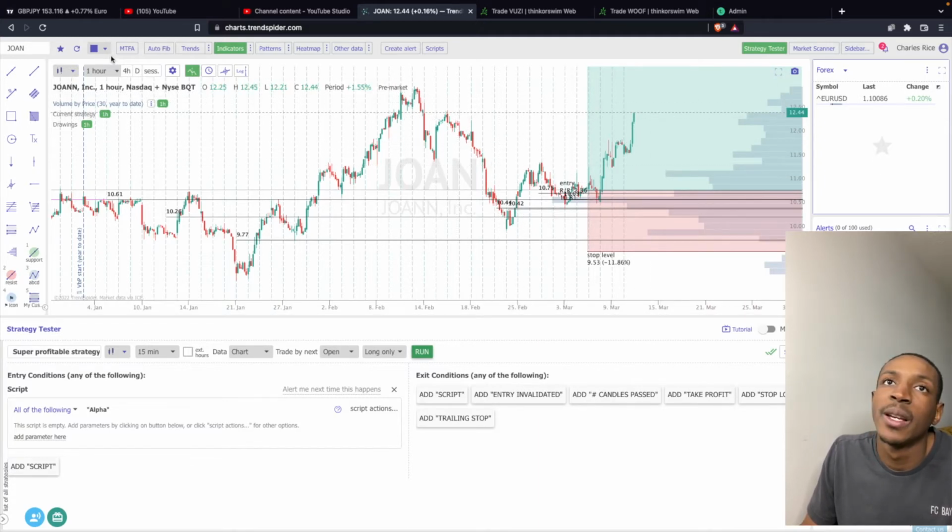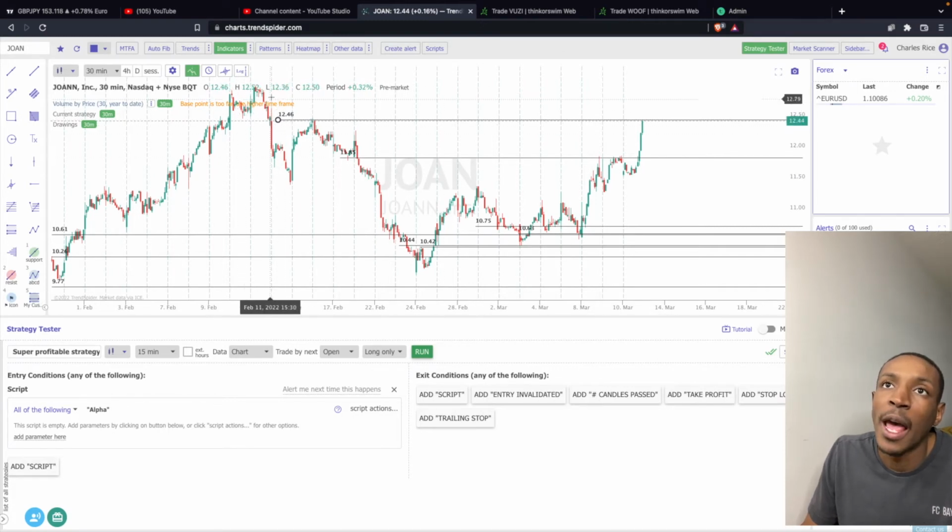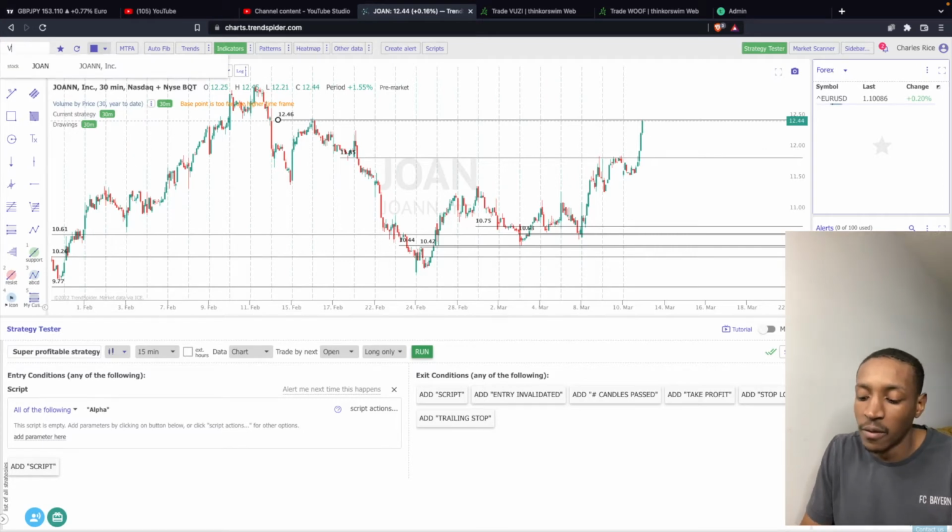At this point, I'm basically looking to see if we pop out to the 30, we can see that this is the high that I'm seeing, if we can basically finish running out, see what would happen if we get into this area. And so then that's Joan, and then Vuzix.